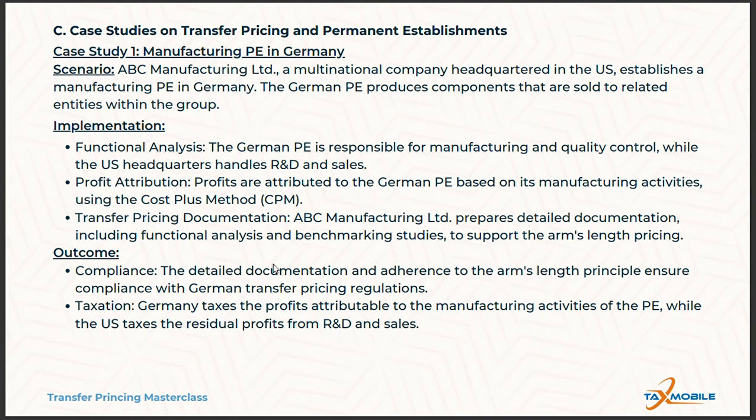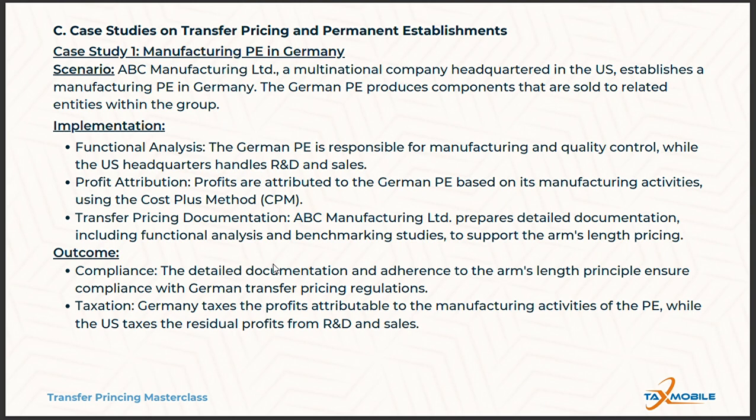Now, like we said, the implementation will include performing a functional analysis. The German permanent establishment is responsible for manufacturing and quality control, while the US headquarters oversees research and development and sales. Let's use that as an example. So we've been able to look at the functions. The function performed by the German permanent establishment is manufacturing and quality control, while the function performed by the US headquarters is to oversee research and development and sales.